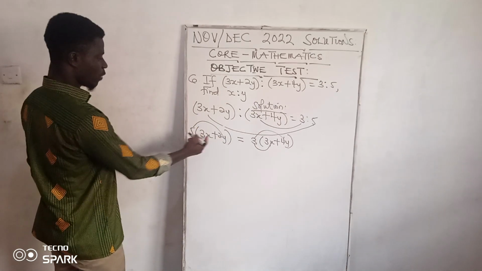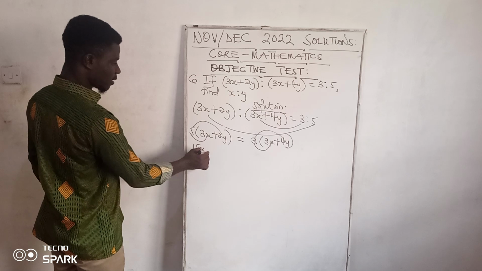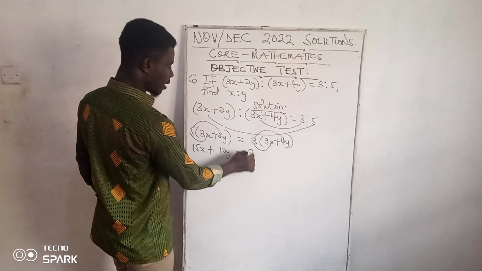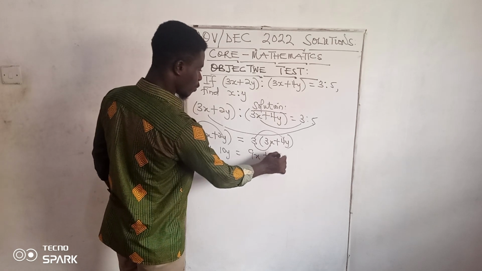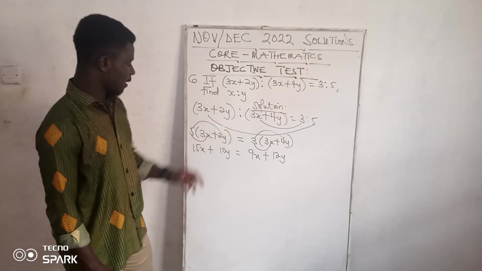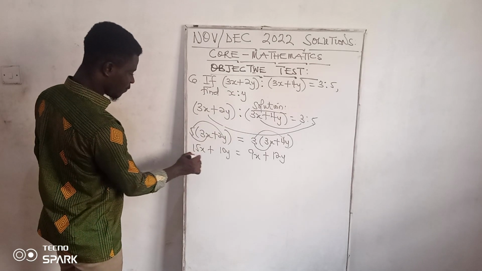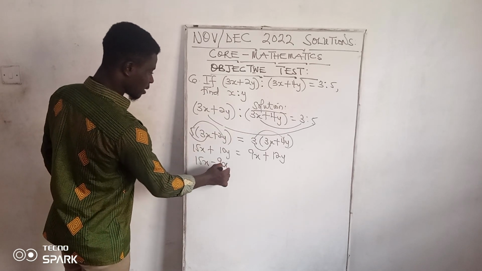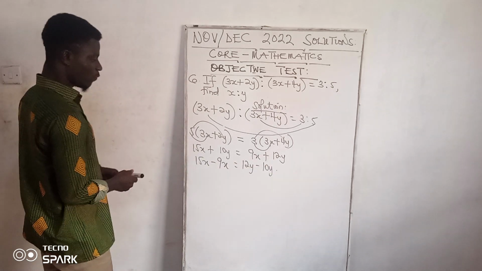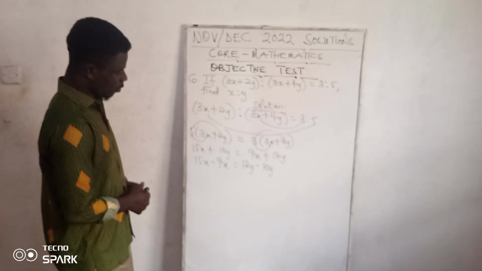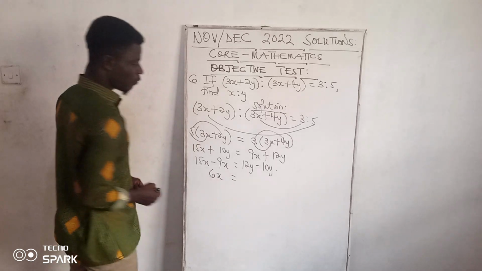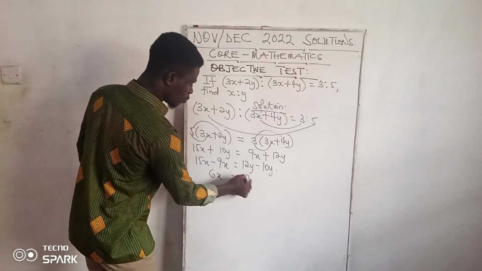So 5 times 3x, we get 15x, plus 5 times 2y, 10y, equals 9x plus 12y. They said we should find x to y. So now we group like terms. I have 15x minus 9x equals 12y minus 10y. So 15x minus 9x, we get 6x, equals 12y minus 10y, we get 2y.